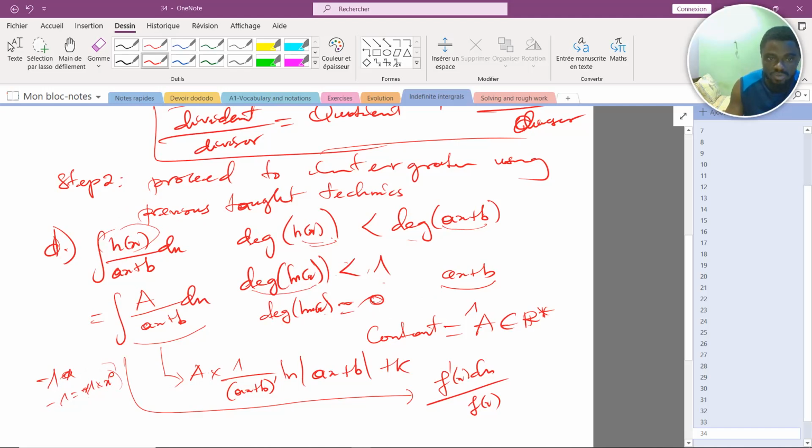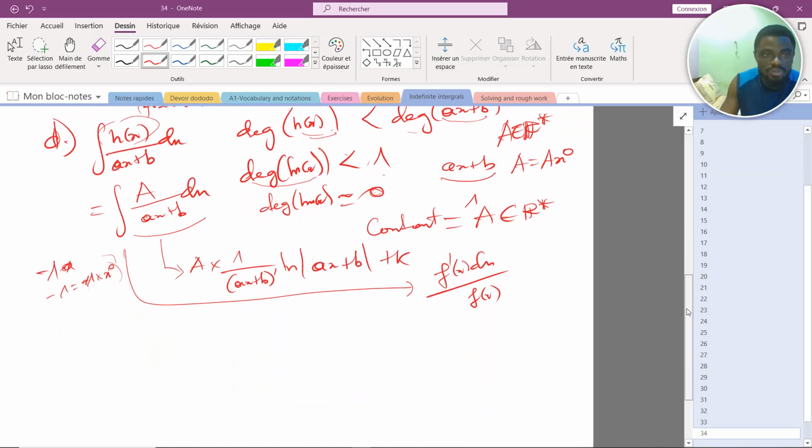So if the degree of that polynomial is 0, it means that it must be a constant. Because if you have a constant a belonging to R star, this a is the same as a times, if our variable is x, a times x to the 0. X to the 0 is 1. You understand what I'm saying? Okay, so that was all about this.